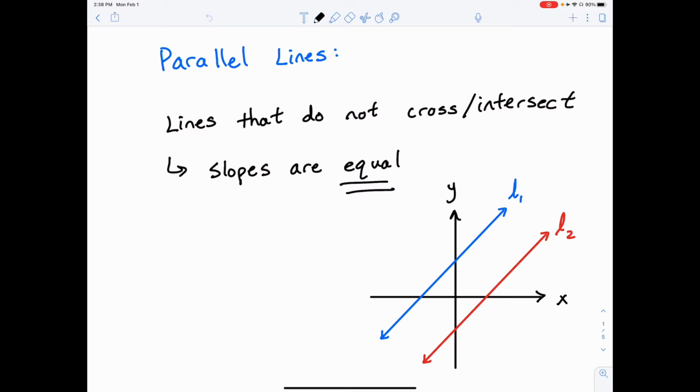So first of all, parallel lines are basically lines that do not cross or intersect. As you can see here in our graph, we have line 1 and line 2, and we see that they will never cross. Now in order for this to be true, that means that their slopes must be equal.